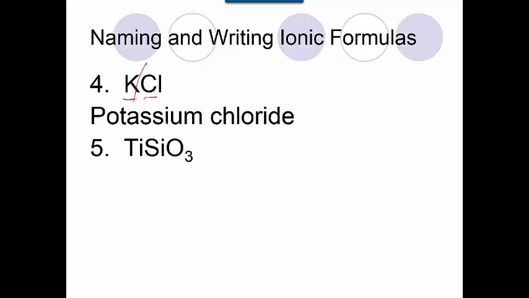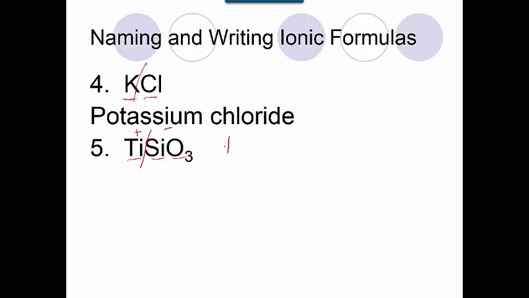Our next one, TiSiO3. So automatically you see 3 elements here, so we know we have to have a polyatomic ion. It's the only way we can have more than 2. So we have Ti, which is our metal, that's our plus piece, and then SiO3 is a special polyatomic ion, so it has a special name.